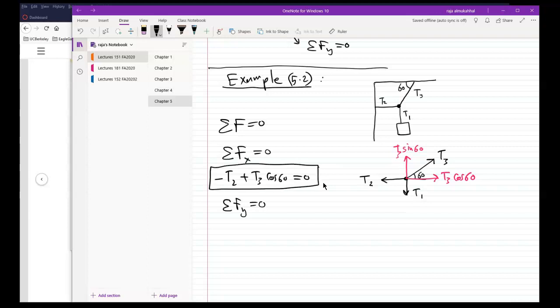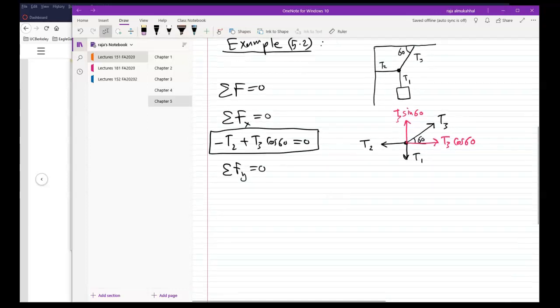Now, when it comes to T sub y, I have two as well. I have T3 sine 60 and T1. You see that? Remember, you may say, well, what about the weight? Well, the weight is not in the knot. The weight is not in this link right here. Okay? I'll come back to the weight in a second. I'm only asking, what are the forces coming out of the knot or this link?